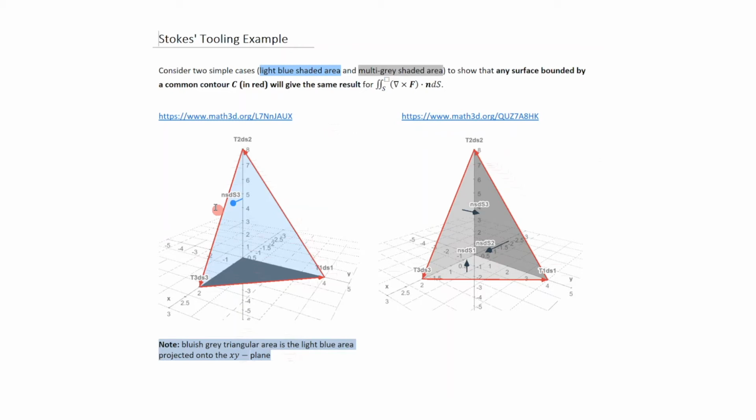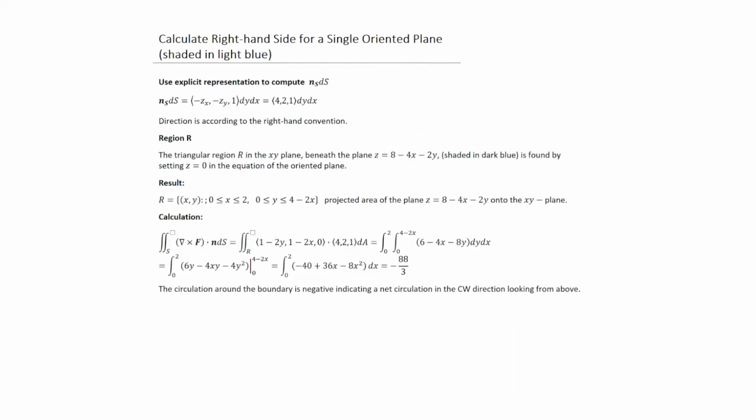Again, right-hand rule. Here we have the same contour, but looking inside the box. Again, these area vectors are pointing in the correct direction according to the right-hand rule. All right, so for the shaded in light blue, which is the planar area, let's do the calculation of the right-hand side.